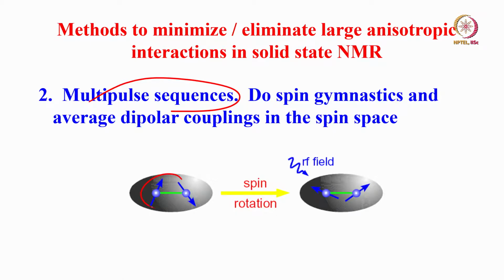The same thing I said, I can make the sample rotate at the magic angle to remove the interactions. Instead of rotating the sample, I can rotate the spins. I can do some spin gymnastics, making the spins undergo rotations like this. I will tell you as we go ahead how we can do that. And the spin gymnastics can also eliminate dipolar couplings in the spin space.